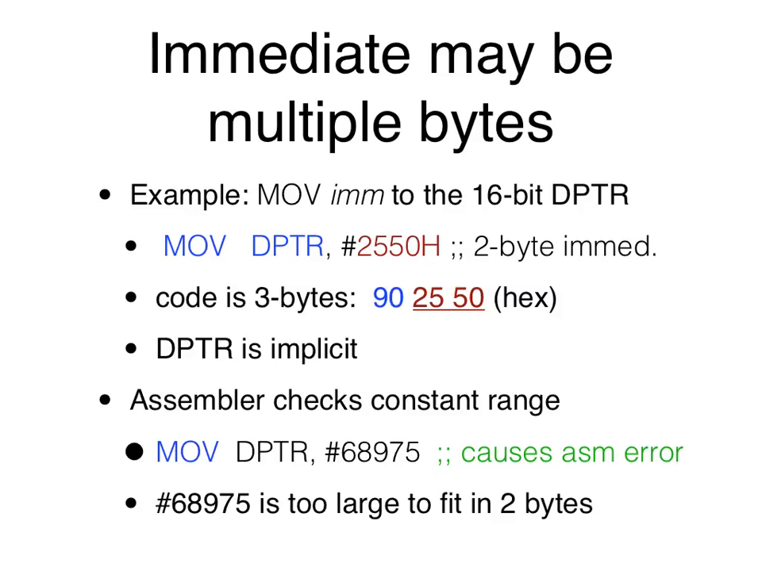Okay, and now the assembler will check the range because the move DPTR has room for only a 16-bit immediate, right, or 2 bytes. Now, if you specify something really large, 68975, that's already larger than the largest 16-bit value possible. In that case, it's an overflow, and the assembler will tell you, sorry, it's an error, try again.